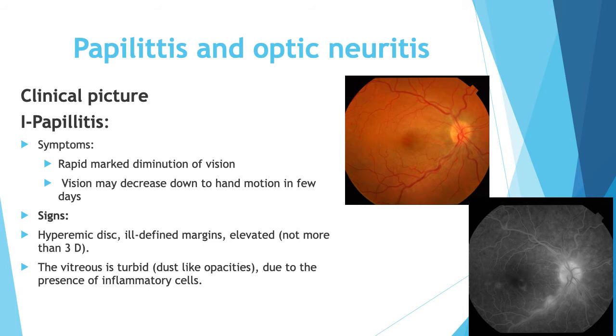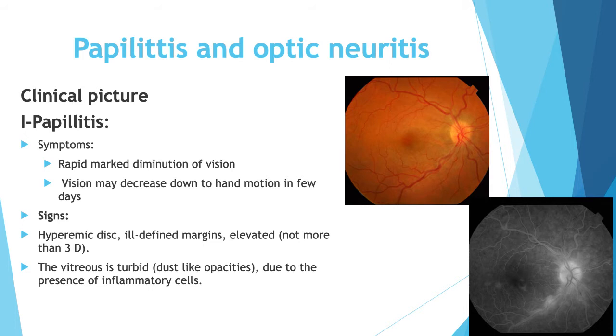The disc is hyperemic because of congestion of the vessels due to the inflammation. And the elevation does not exceed 3 diopters, which means when we examine the patient's fundus by ophthalmoscope, we have diopteric power to increase 1 diopter, 2 diopters to bring the optic nerve into focus. So in papillitis we don't use more than 3 diopters in the ophthalmoscope, but in papilledema it can reach up to 9 diopters because of the marked elevation of the disc.